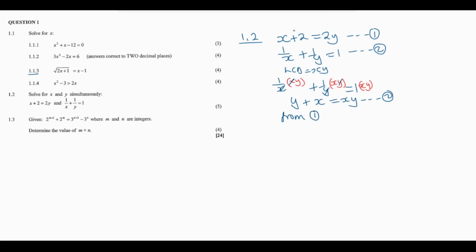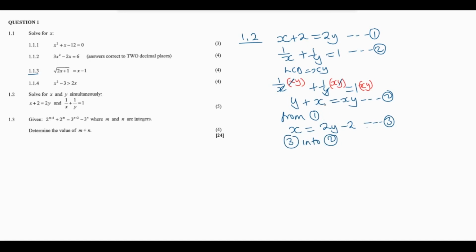from 1 we can isolate x. We can isolate y, but y is going to create fractions for us. So let's isolate x. And then x is equal to 2y minus 2. That's equation 3. From what? From equation 1. Now we can substitute equation 3 into equation 2. So let's say 3 into 2. Equation 3 into equation 2.